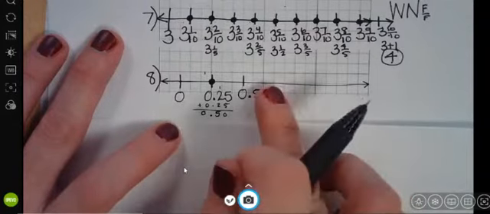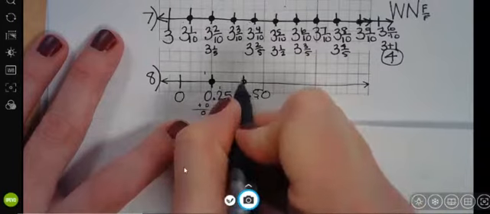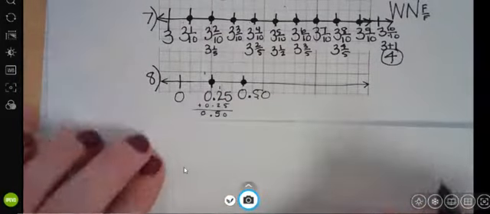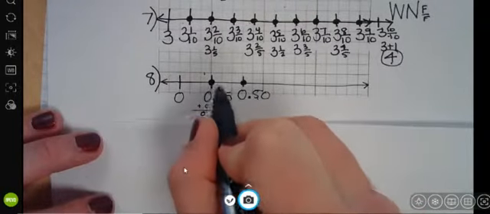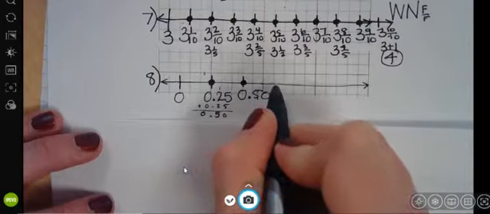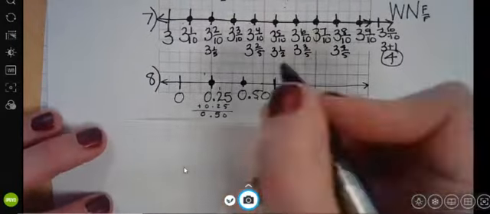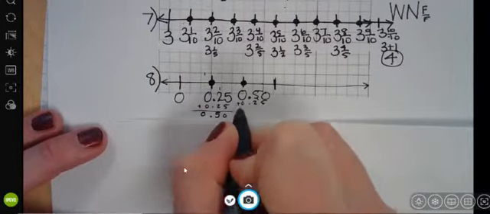Or you could also say it's 5/10. And that is a decimal, and it's between 0 and 1. And then again, counting by that same grouping. So 1, 2, 3, 1, 2, 3. The next line should go right there. And again, if you need to, you can add the 25 hundredths underneath it.